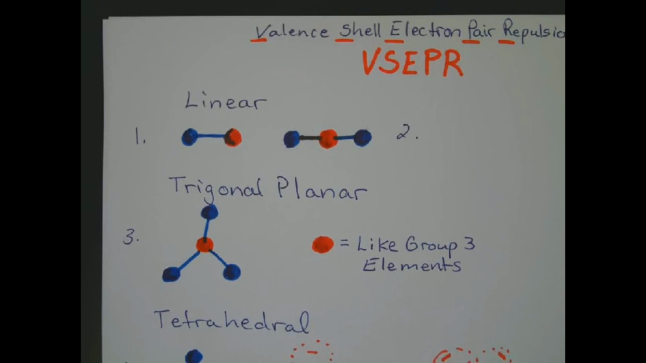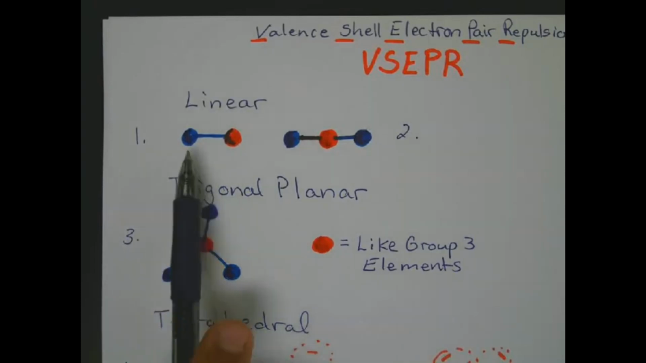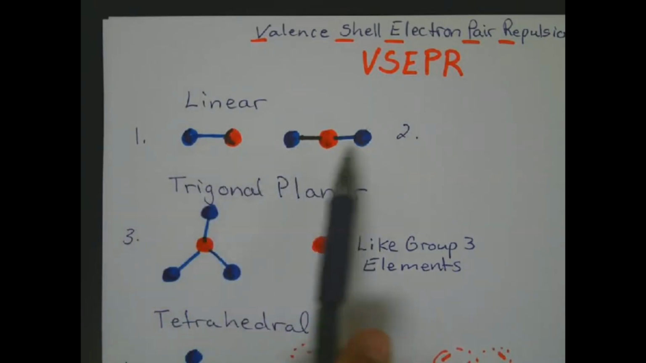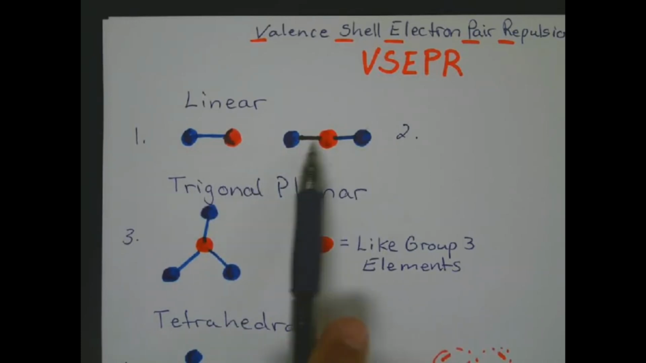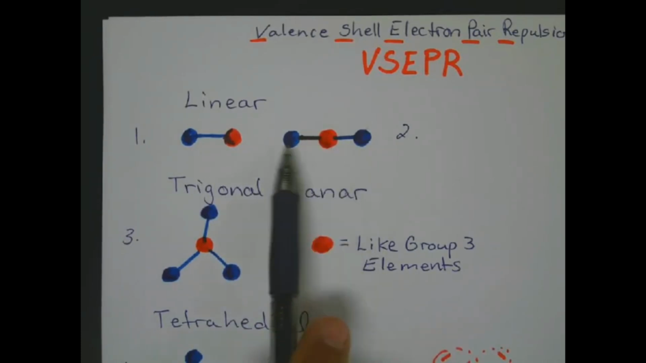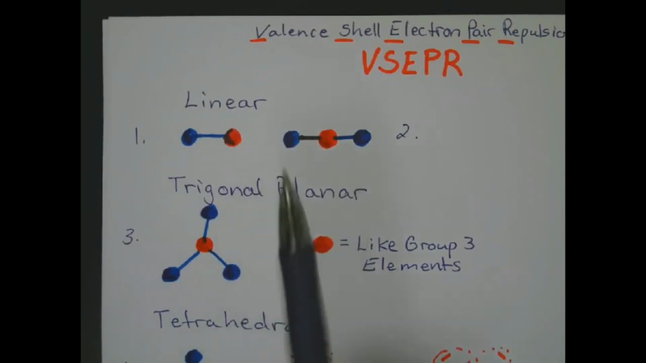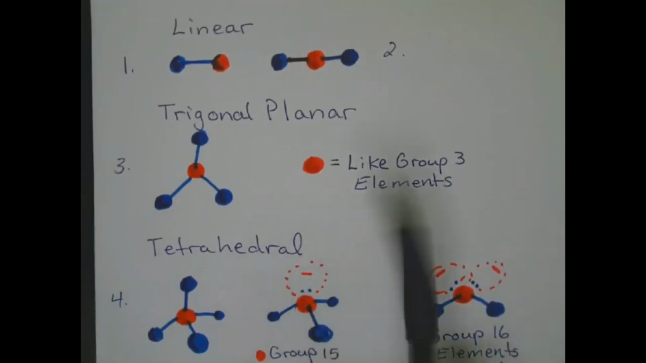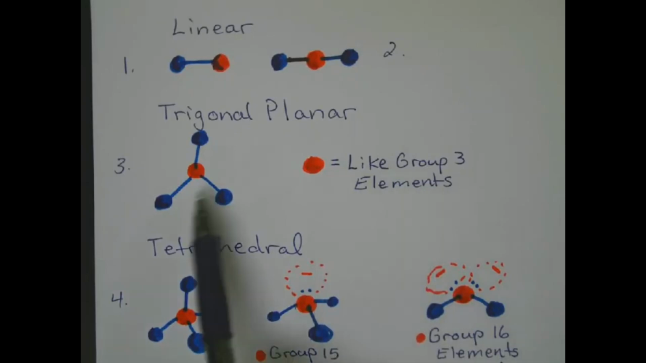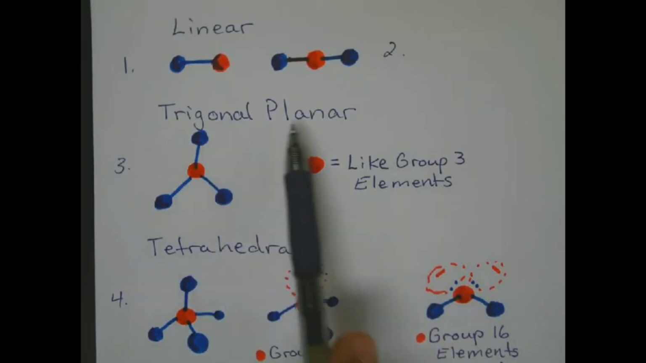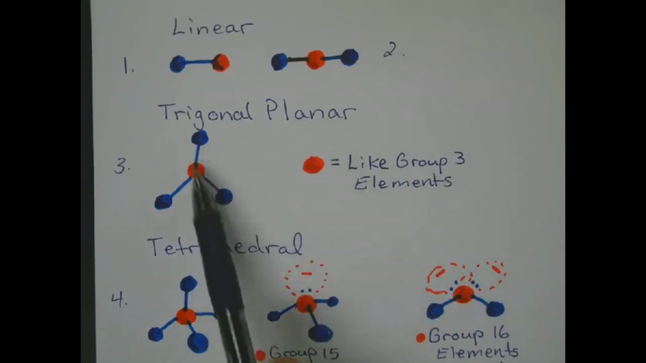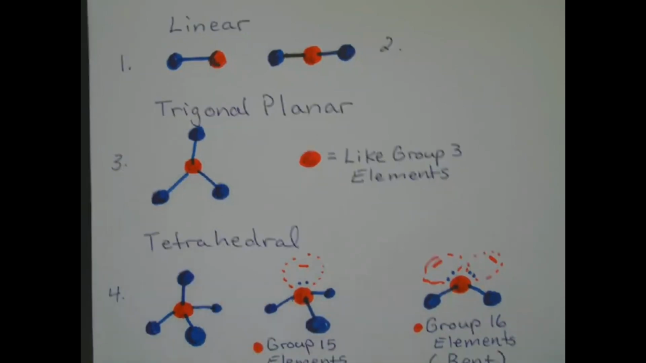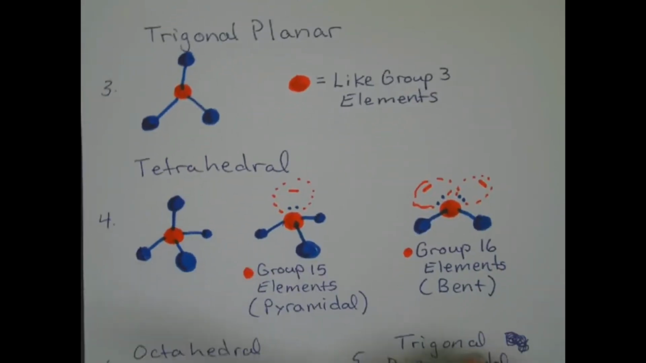So we talked about linear, right? When 2 things are bonded together, and then when we put a third one on here, or actually 2 guys bonded to a central atom, we're still linear. But what if we add a third atom to the central atom, just like the group 3 elements, right? They take this shape, trigonal planar, right? They're all trying to get as far away from each other as possible. And then we talked about the tetrahedral, right?